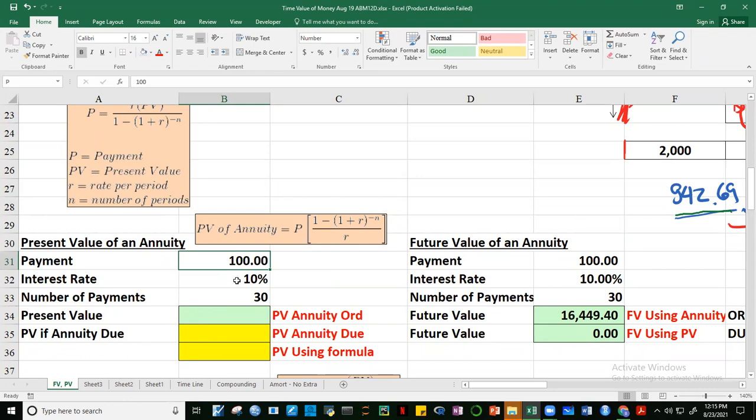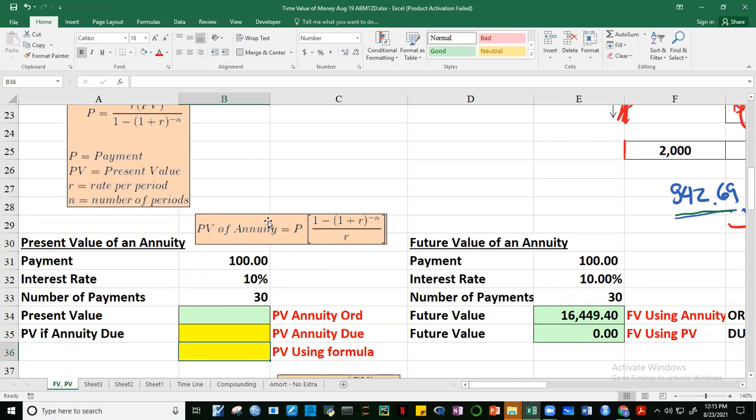Okay? Tapos ito, binigyan natin ng pangalan na rate, no? Yung word na rate. Tapos ito, we gave it a name N, para mas madaling ano yung formula. No? So let's compute for the present value of an annuity. Okay, dapat dito ina-expect natin 942, no?